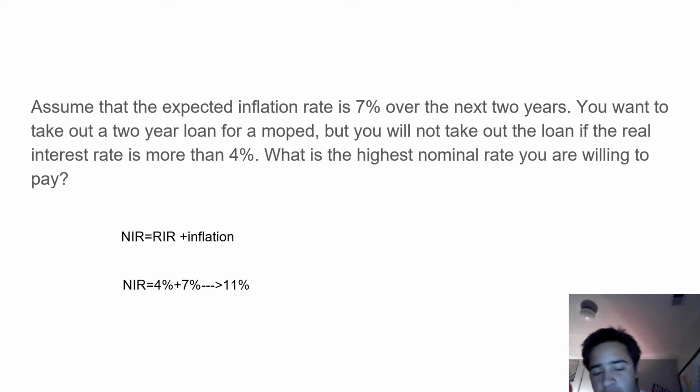So we take our Fisher equation and just plug in the values. Nominal interest rate is equal to real interest rate plus inflation. 4% is the real interest rate you won't pay more than, and the inflation rate is 7%, so the nominal interest rate is equal to 11%.